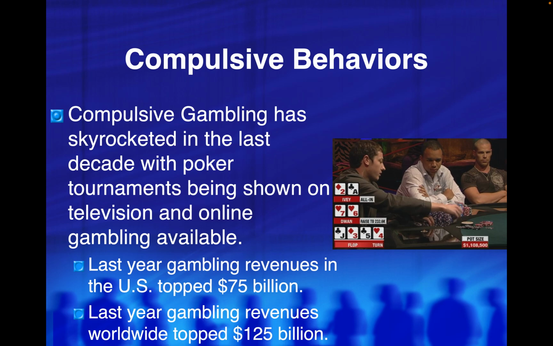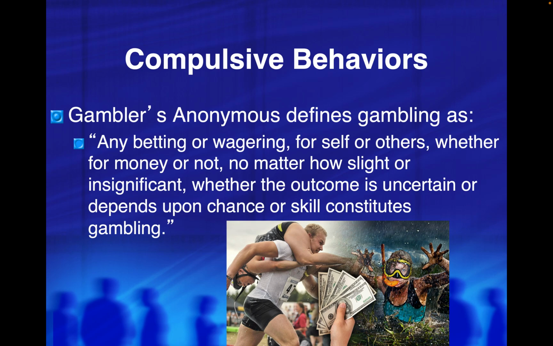Compulsive gambling has skyrocketed in the last decade, with poker tournaments being shown on television and online gambling available. Last year, gambling revenues in the United States topped $75 billion. Last year, gambling revenues worldwide topped $125 billion. Gamblers Anonymous defines gambling as any betting or wagering for self or others, whether for money or not, no matter how slight or insignificant, whether the outcome is uncertain or depends upon chance or skill, constitutes gambling.